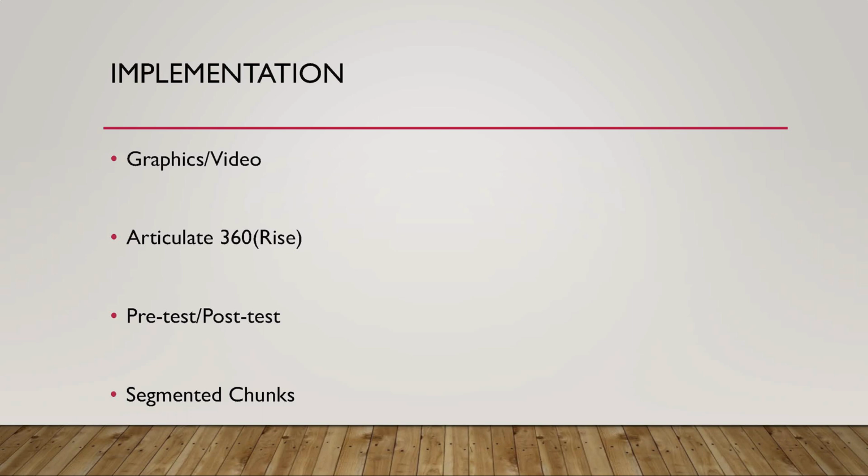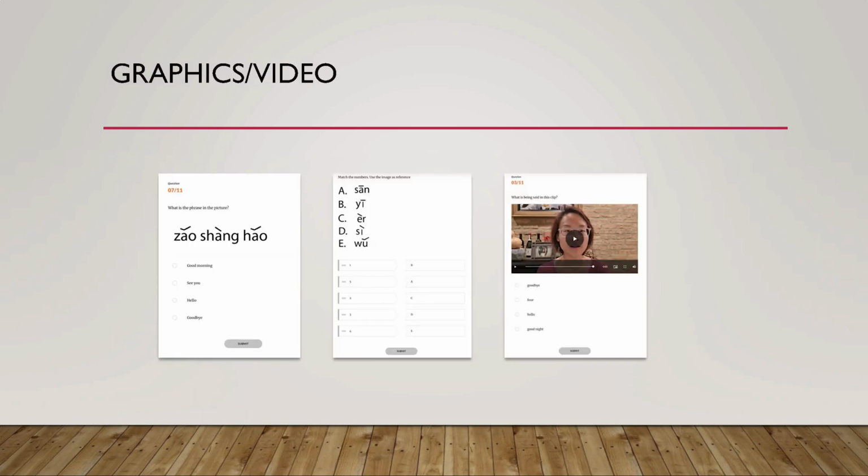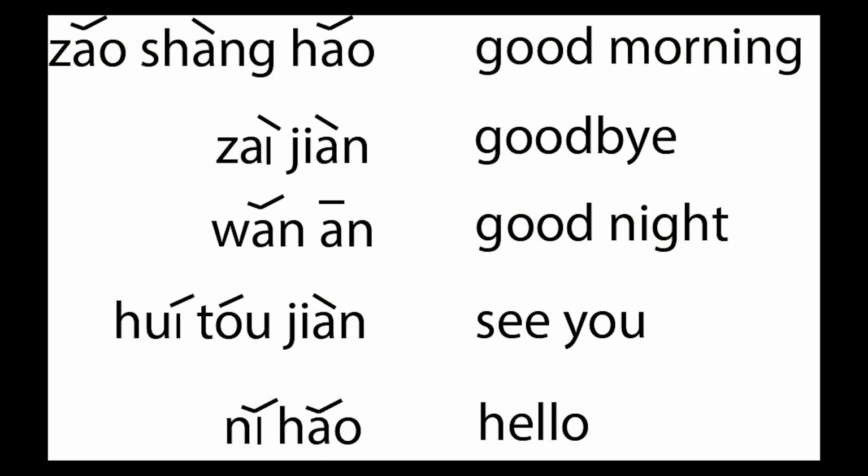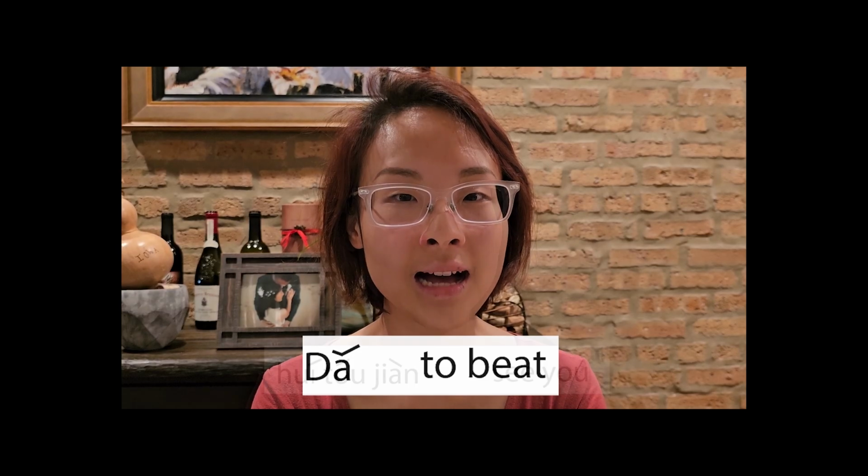For the implementation, I used graphics and video, which I incorporated into HCI-520, which was the site that I used for formatting my design, and then I implemented pretest, post-tests, and segmented chunks. I used Adobe Illustrator to create images that I wouldn't be able to use with my keyboard, creating the tones, and then I also used Adobe Premiere to create videos and then use those images as overlays.